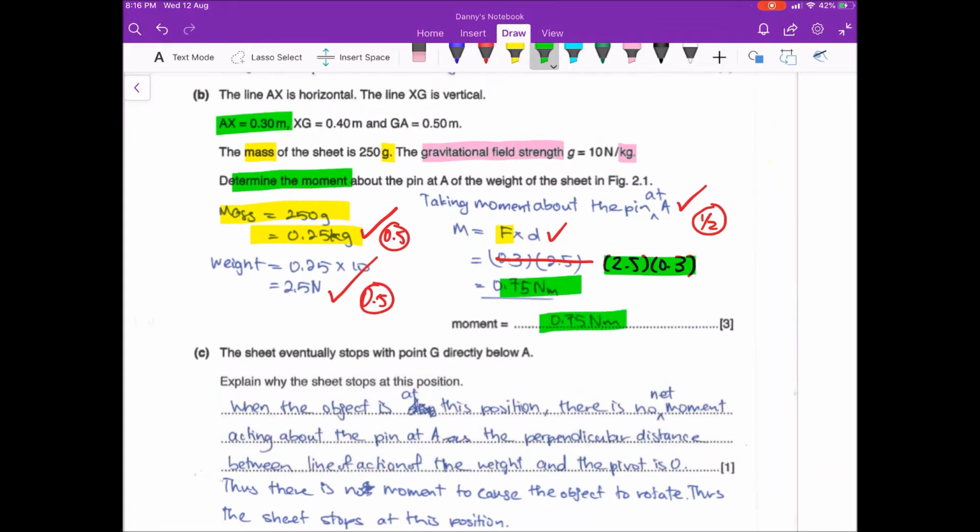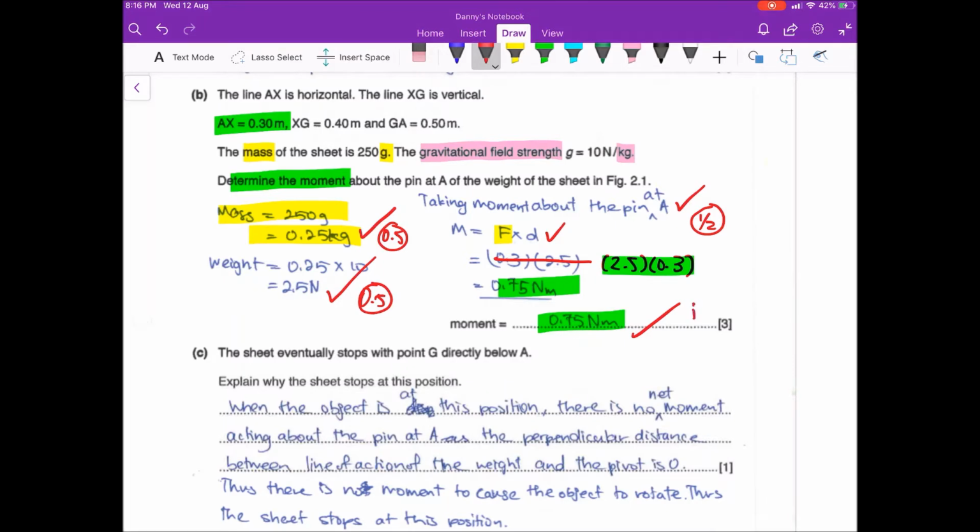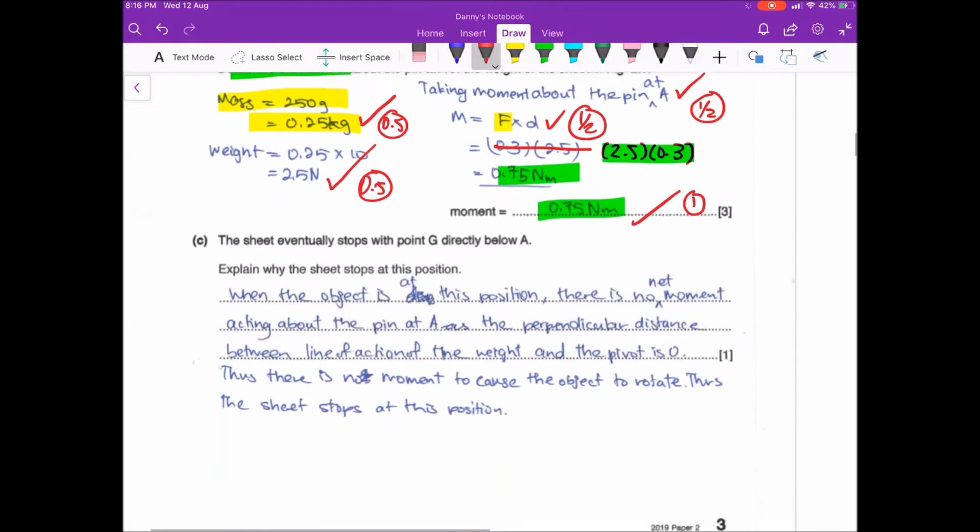So he got everything right. The unit is correct. It is up to 2 SF. Everything is correct. He will get the final 1 mark. Okay, so in total he will score 3 marks.